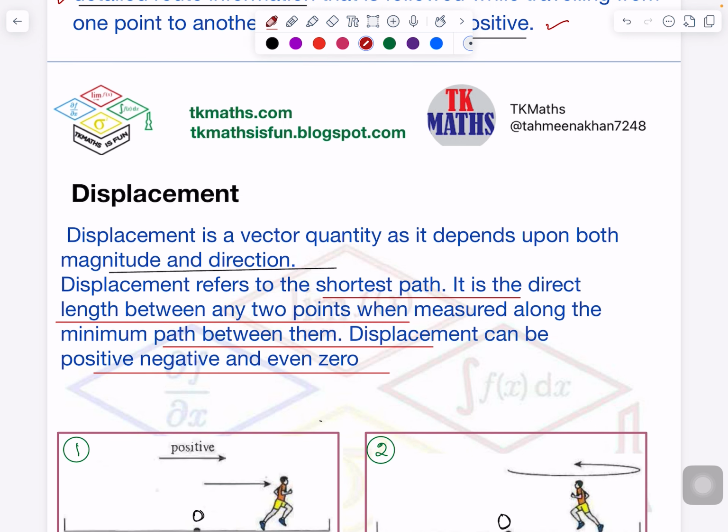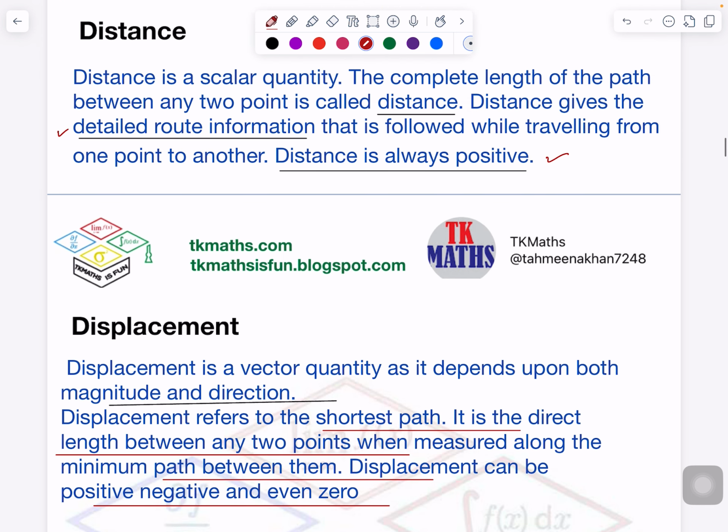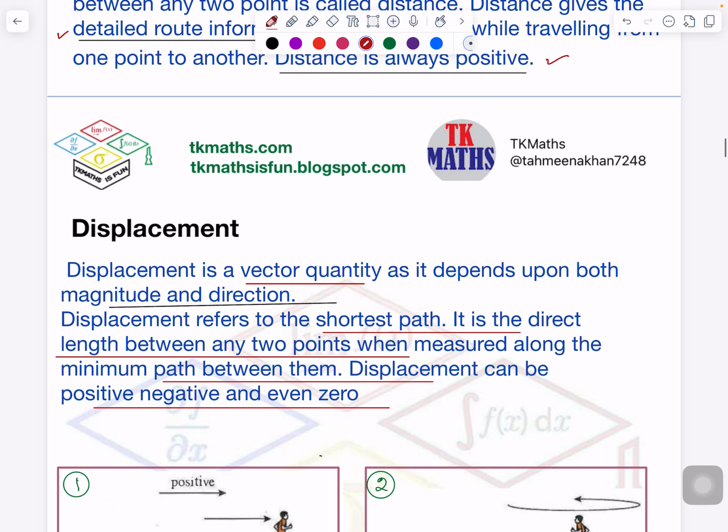And displacement is a vector quantity. I'm sure you know what a scalar quantity is and what a vector quantity is. We have done this in the chapter of vectors before that. So once again, a vector requires both magnitude and direction, and scalar quantities need only magnitude. Displacement refers to the shortest path between any 2 points. When you are measuring the distance between them, the shortest path is your displacement. And displacement can be positive, negative, and even zero.